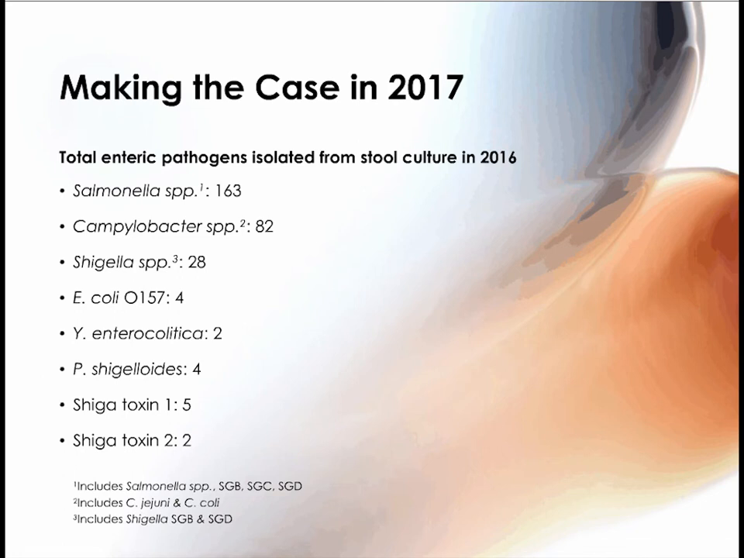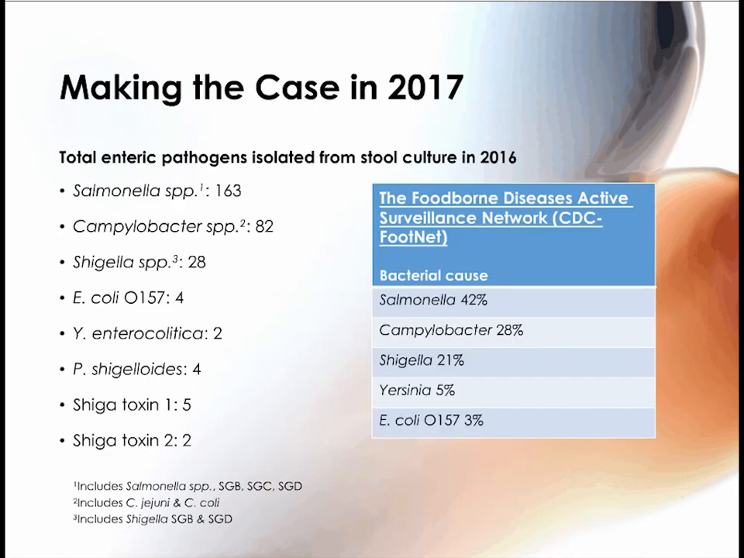But we still feel like stool cultures are not detecting the amount of organisms that we are seeing circulating in our population. If we go to the next slide, we can see that the distribution of the pathogens actually matched the CDC FoodNet reporting during the last few years, with Salmonella and Campylobacter being the most prevalent.